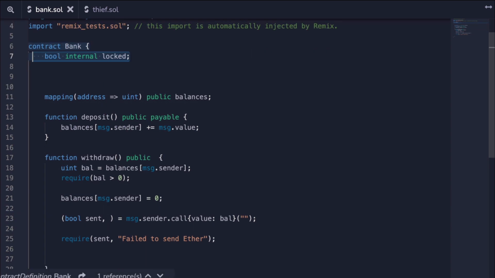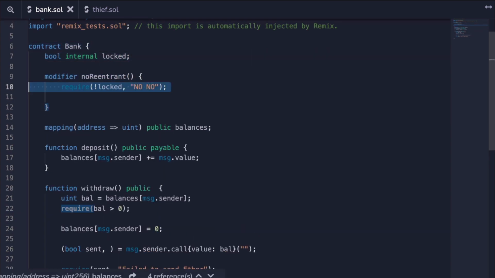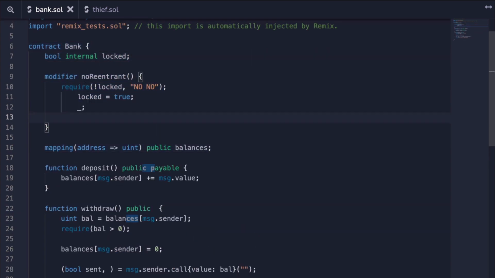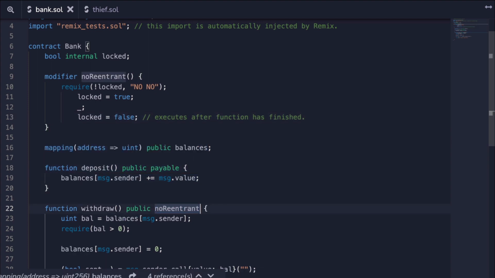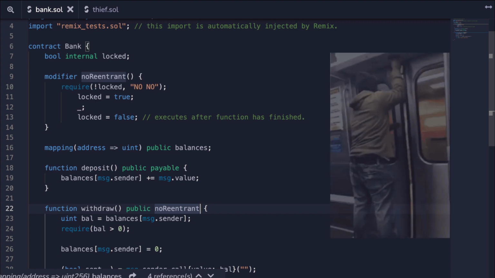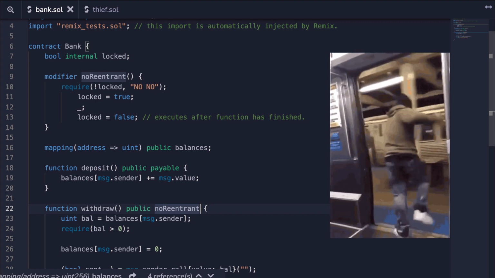and the bank doesn't get wrecked. Another technique is to use booleans to hypothetically lock functions until they're finished. We can set a state variable called locked and then write a modifier that turns it on and off. When a function using this modifier is called, the boolean is switched to true, i.e. locked, and only after all of the code in the function has been executed does the boolean switch to off, or false. This means if the fallback function from the thief calls again recursively, it's going to fail.